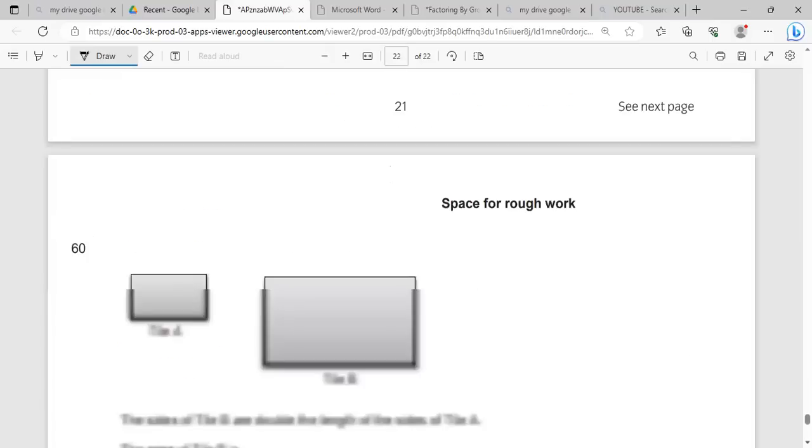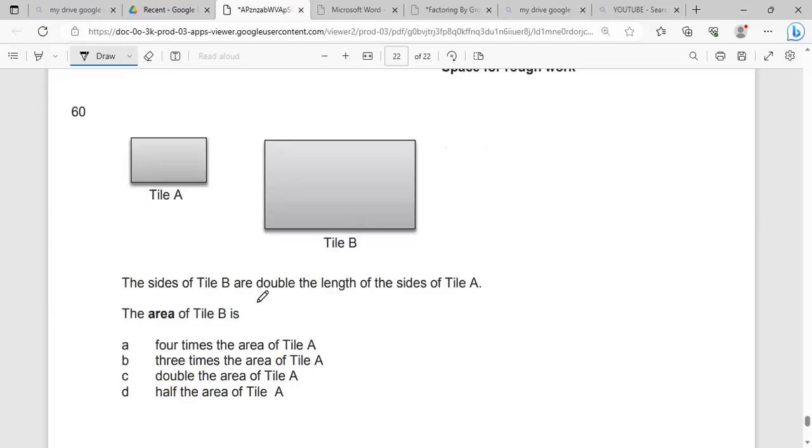And the last one now: the sides of tile A are double the size of tile B. What is the area of tile B compared with tile A? Let's just say this is 2 and this is 1, because we can do that, right? And this is 2 and this double, which is 4. So this works out to 2 times 4 is 8, and this one works out to 2. So that means the area of tile A is 4 times the area of tile B. I'll go with A.